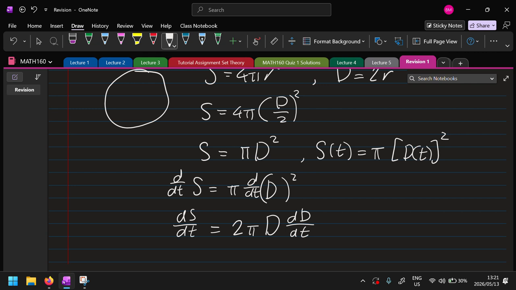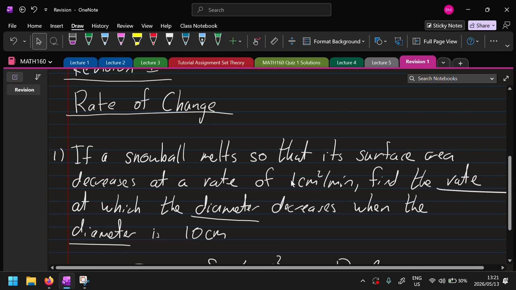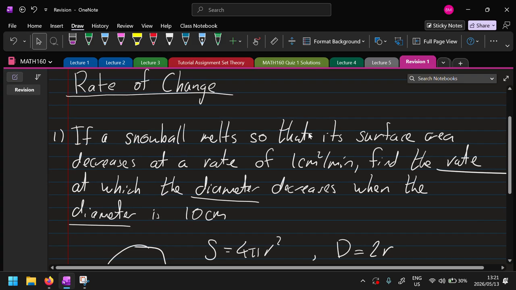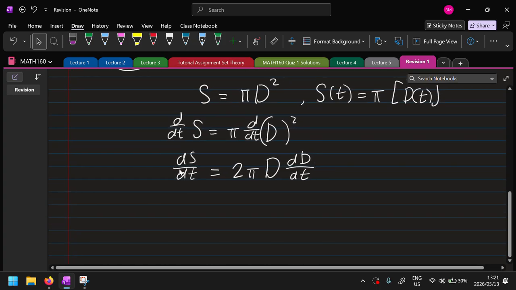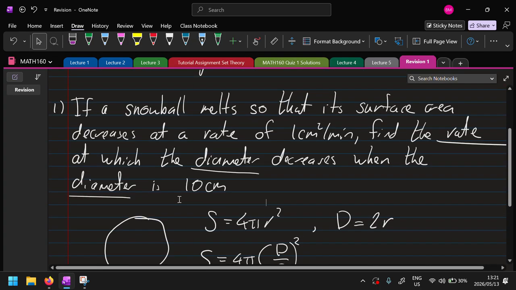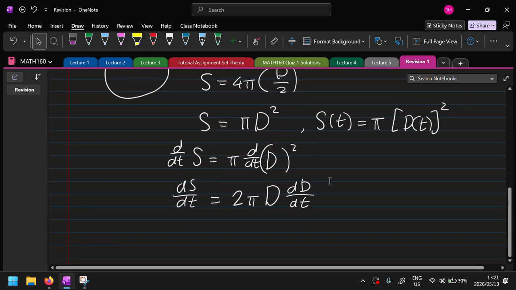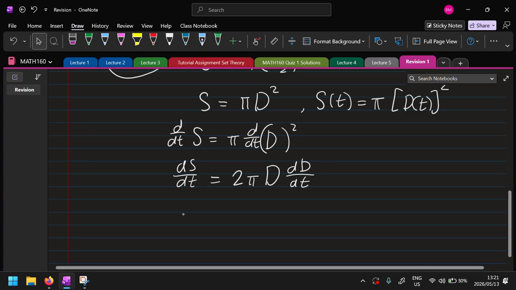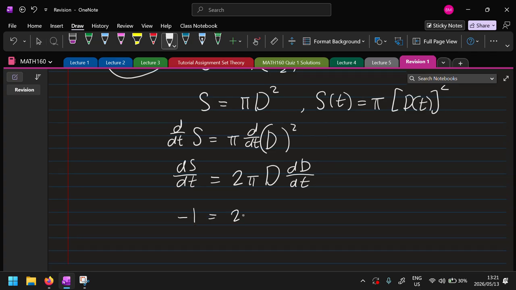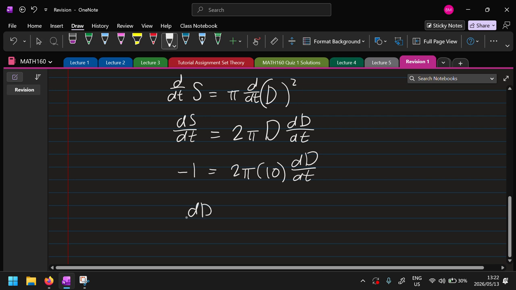Okay, so we have our equation. We know what is known and what is not known. So dS by dt, we know that. The rate of change of the surface area is 1 centimeter squared per minute. So this we know. The diameter, we know, 10 centimeters. The question is asking for the rate of change of the diameter. So we want this over here. Okay, a little bit of rearranging, and we have our answer.